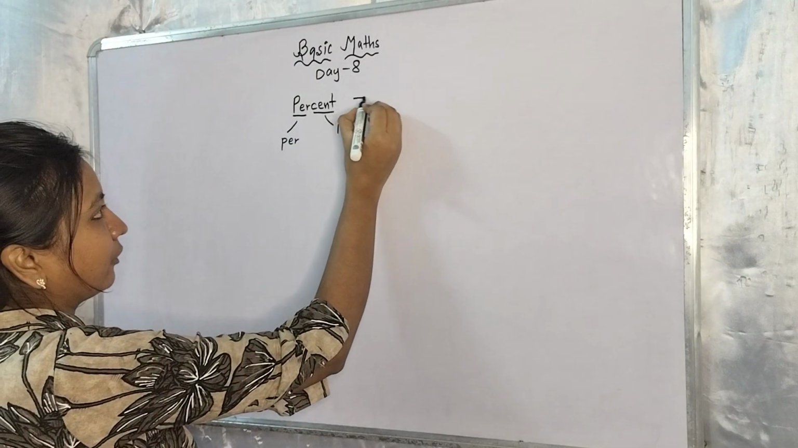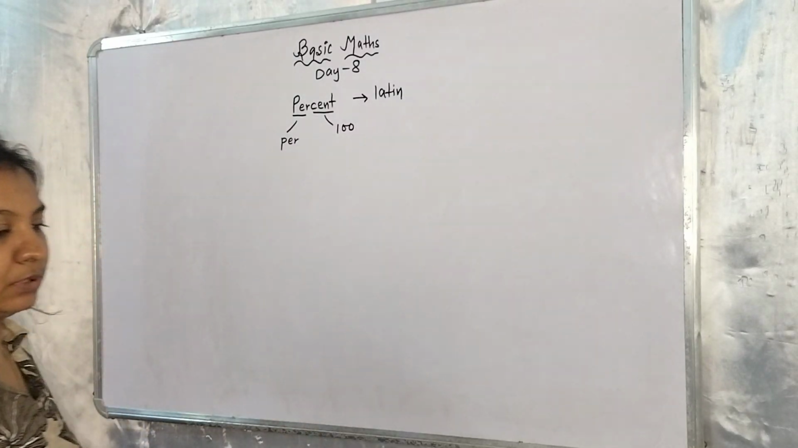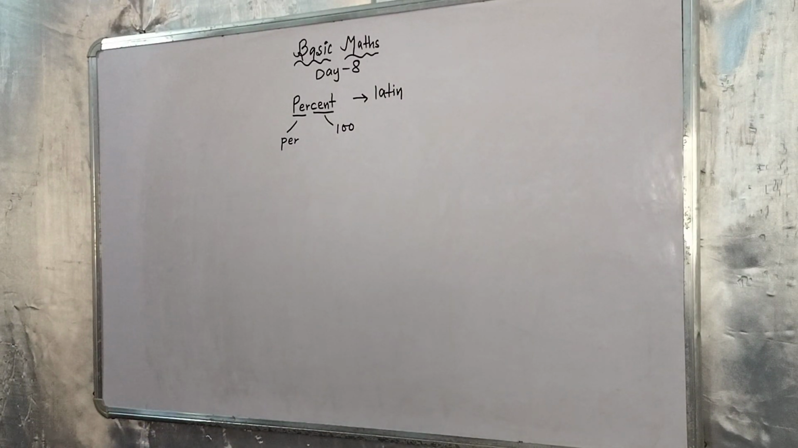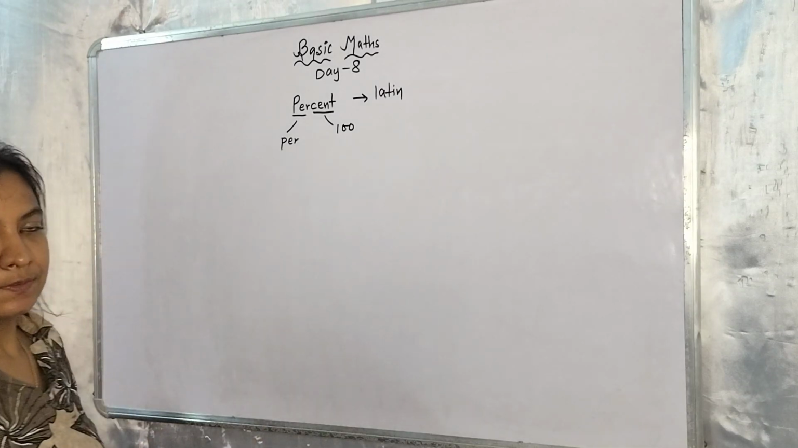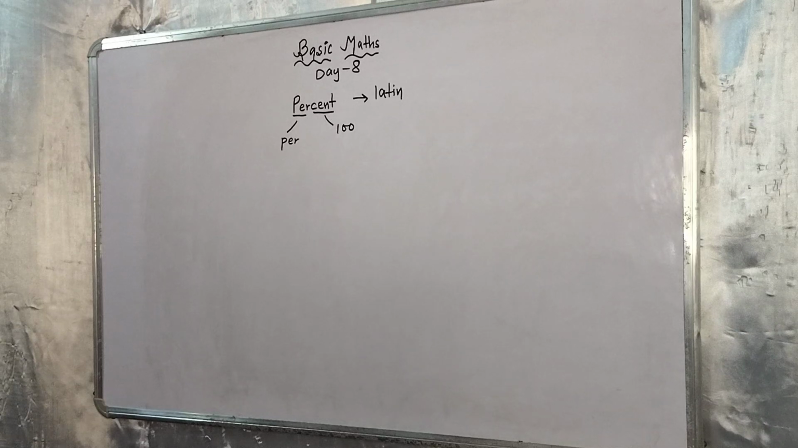Percentage arrived from a Latin word, percentum, which means per 100. So this is a basic explanation of percentage.